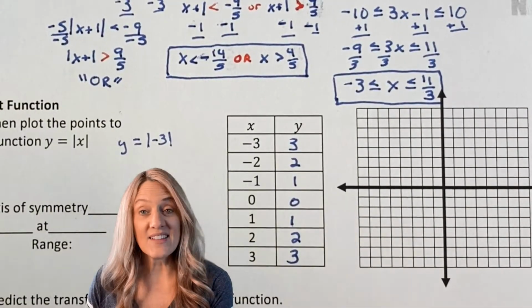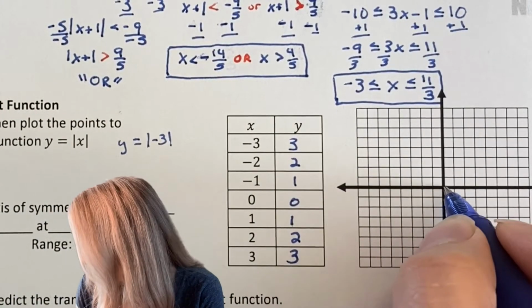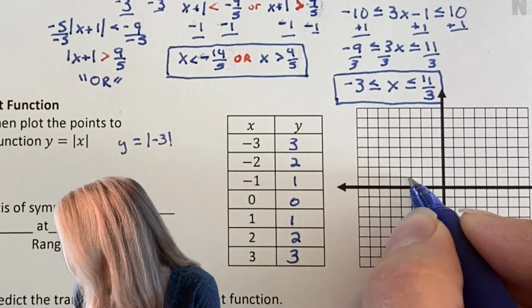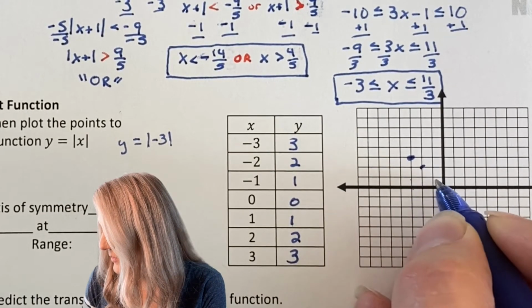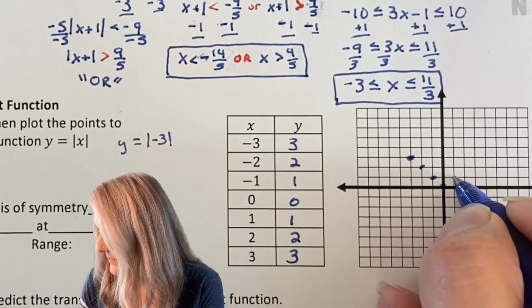The first point is -3, 3. So let's go ahead over 1, 2, 3, up 1, 2, 3, and so on. -2, 2, and so on. Go ahead and finish the points.